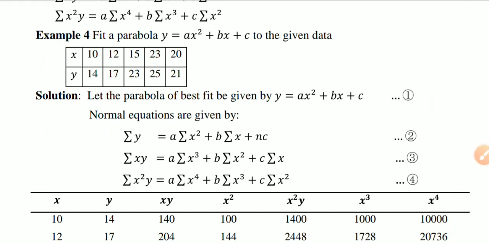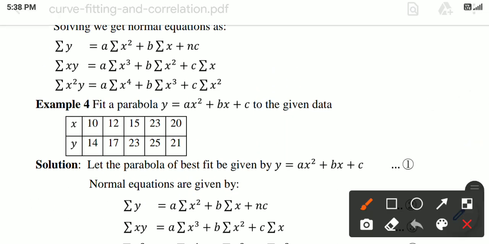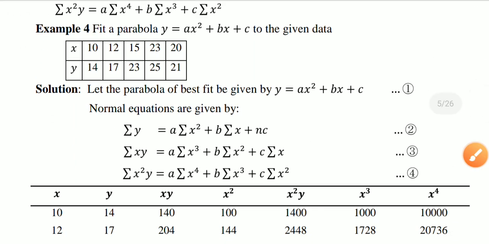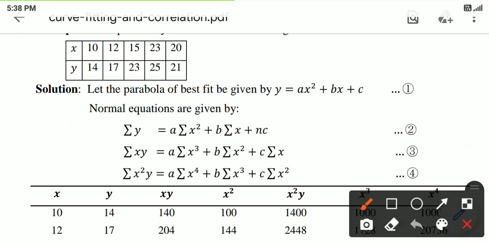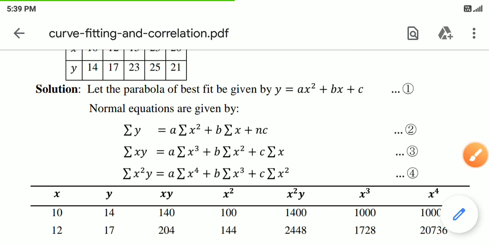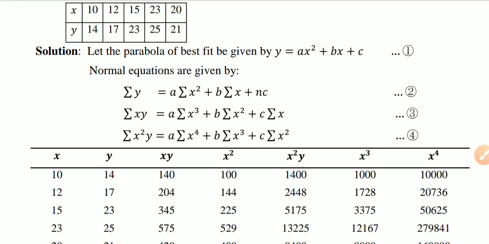So what are the normal equations of parabola? There are three normal equations. First one is summation y is equal to a summation x square plus b summation x plus n into c. Here n is our number of data, 1, 2, 3, 4 and 5. So n is equal to 5. We want to find the value of small a, small b and small c.